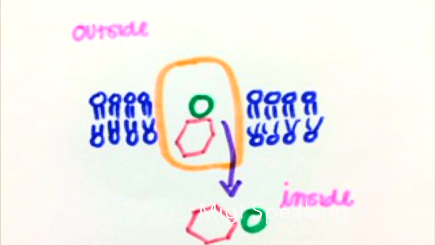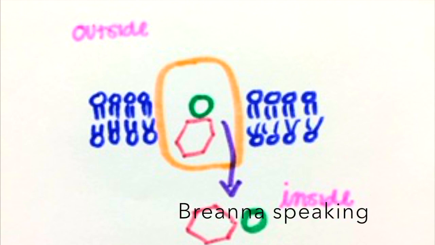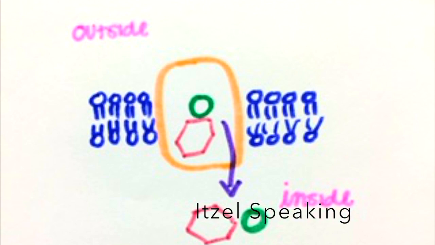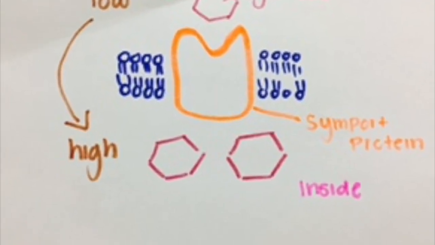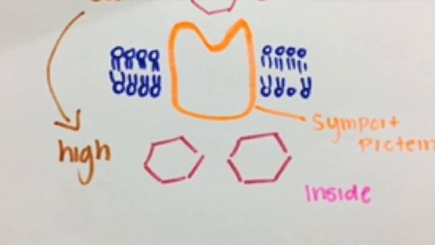And this example is called secondary active transport, because the ATP that was provided in the first cycle is now located in the sodium to help the glucose travel inside the cell. And since this protein helps to transfer two different molecules, this is why the protein is called symport protein. And then the cycle repeats itself again.